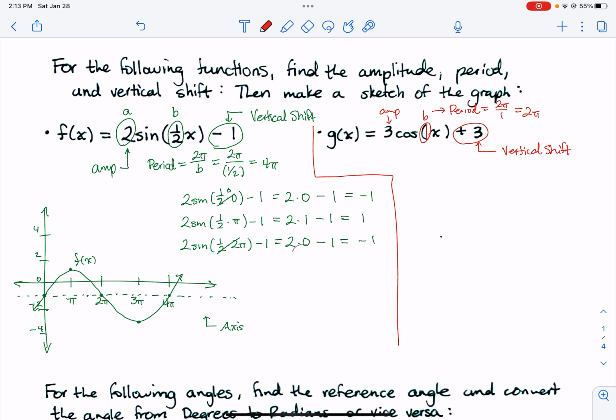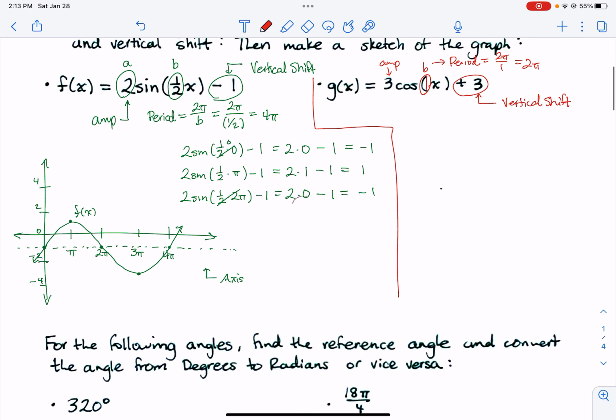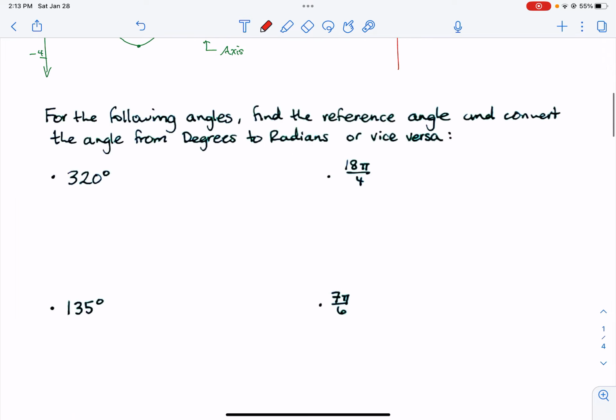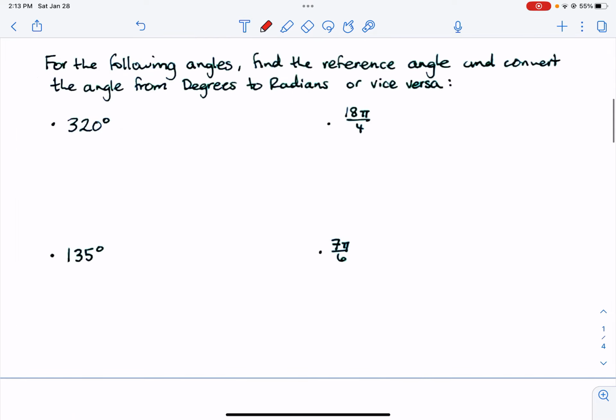Right? But I don't want to waste too much time on this section. This is a very small part of the test. Let's move on to a different one, having to do with angles, reference angles, and converting between degrees and radians. So for the following angles, find the reference angle and convert the angle from degrees to radians. So we're just going to try to find both of those at the same time for a given angle.